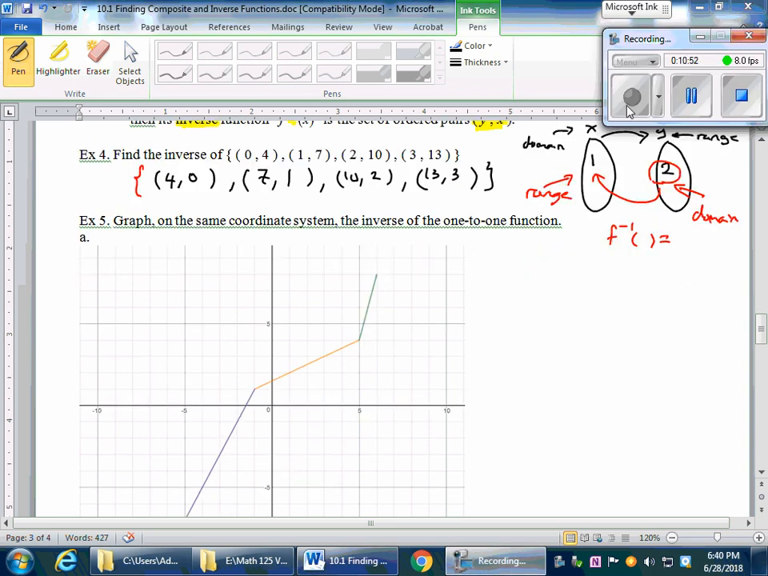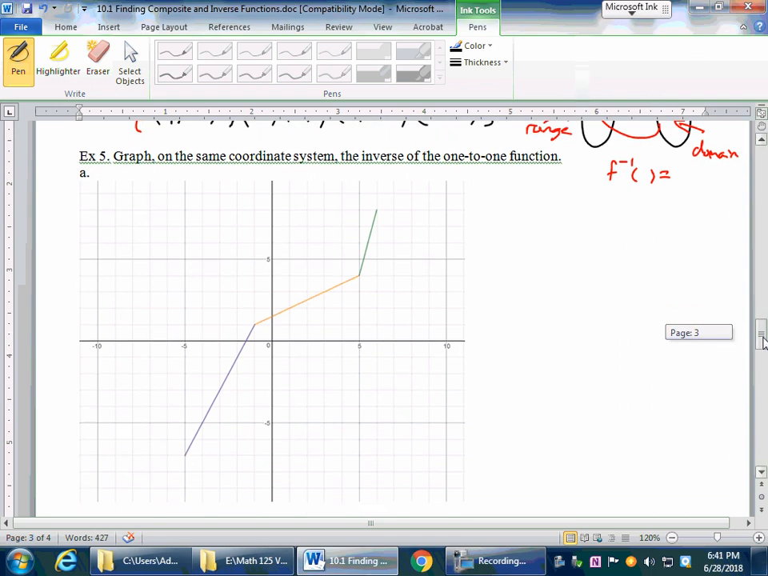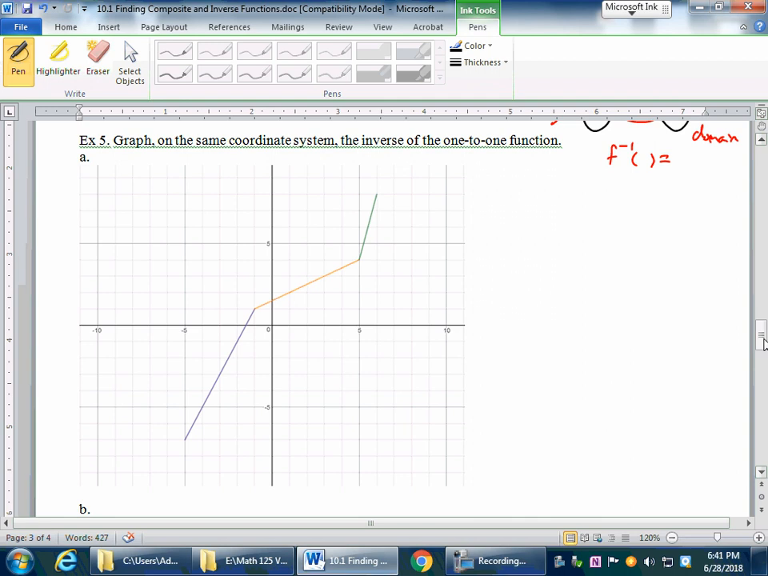So now we want to use this idea and graph the inverse of the given original function. So here is the graph, and we're going to try to use these points on the graph, okay, to get the inverse graph of this function. Because these are good points, right? Notice that I'm using all good points right here.